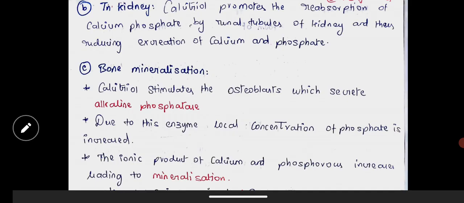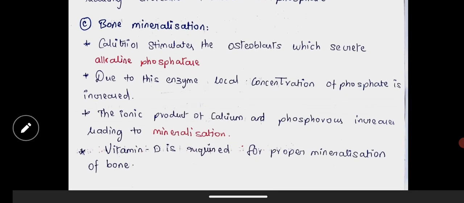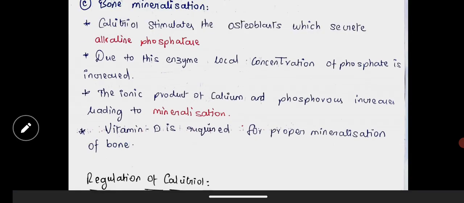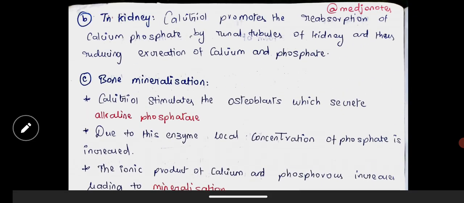Then bone mineralization. Calcitriol stimulates the osteoblasts. These osteoblasts secrete alkaline phosphatase. Due to this enzyme, the local concentration of phosphate is increased. The ionic product of calcium and phosphorus increases, leading to mineralization. So vitamin D is required for proper mineralization of bone. Okay, so what are the functions?